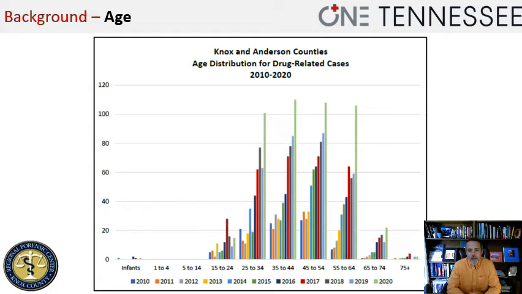The age range is between 25 and 55. And when you look at that, most people in that age range are making the most money they're going to make in their careers. They have families that depend on them. These are your doctors, your lawyers, your teachers, people who are bagging your groceries at the grocery store, everyone.